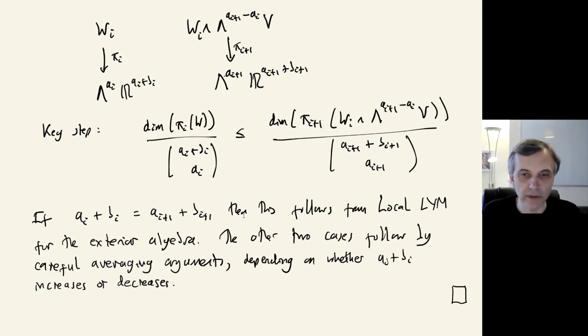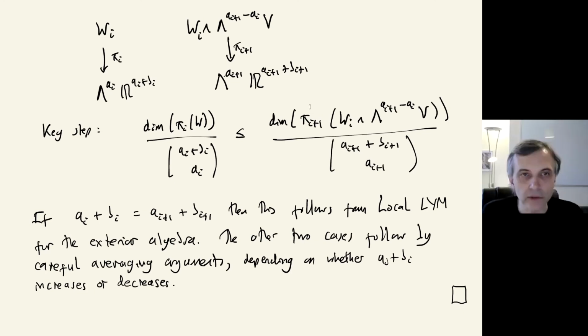I'm not going to talk about it in detail. I'll just say if the sum is the same, so if a plus b_i doesn't change, then this just follows from the local LYM inequality for the exterior algebra. The other two cases, you have to do some careful averaging arguments. So you have to get into the details of what happens. But again, the key idea is you're tracking shadows and that sort of thing. There's detail here I'm skipping. Good, so that's at least a sketch of the proof strategy.